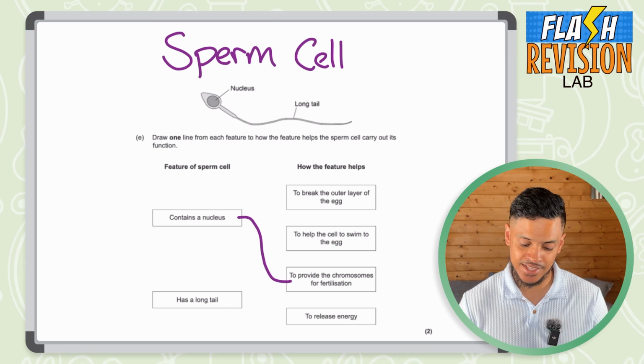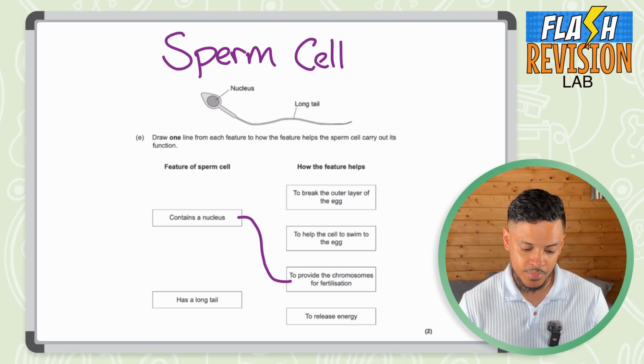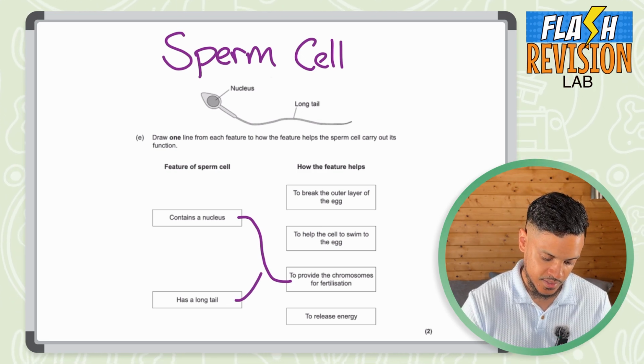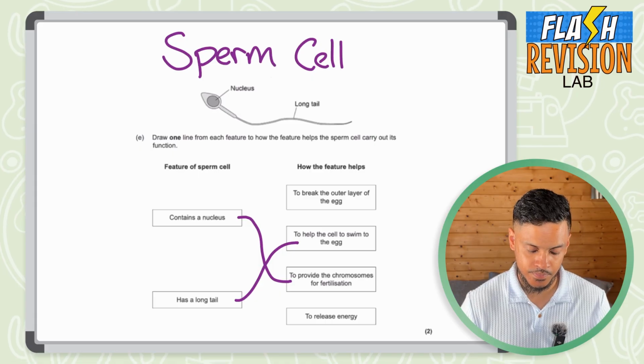The second, it has a long tail. Why does it have a long tail? Because it has to swim to the egg. So the answer would be there.